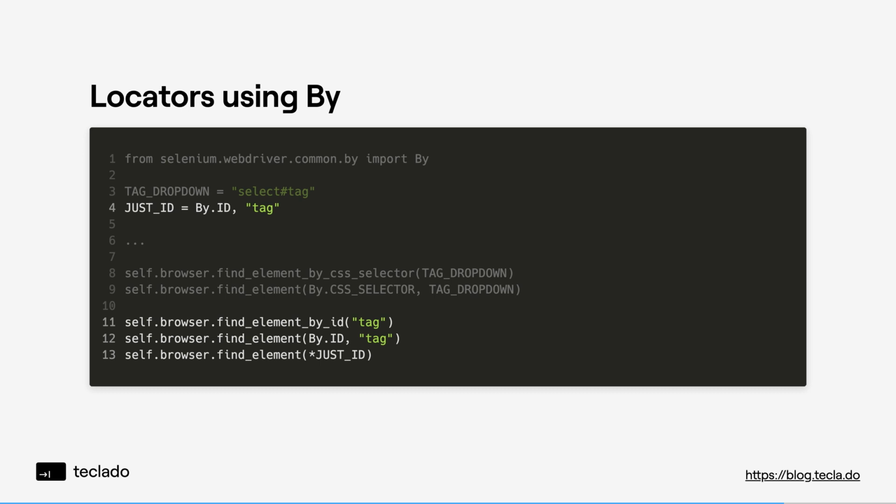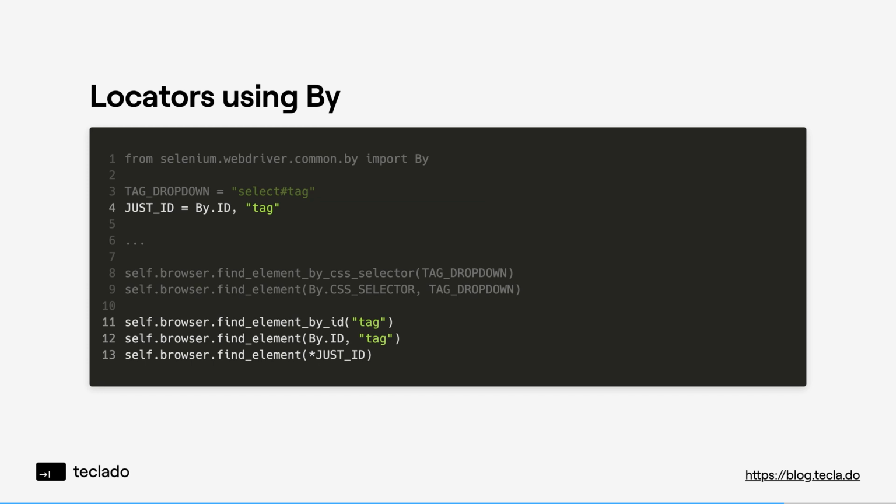And finally, and this is actually my preferred way of doing things in Selenium, is to do something like line 13. You define your locators as in line 4, and then you do, like in line 13, self.browser.find_element, and you pass in the 2 values of the selector as arguments, and that's why we use the asterisk. This is essentially argument unpacking. So we say asterisk just_ID, and that passes By.ID and tag as the 2 arguments to the find_element method. And what that allows you to do is to very easily and very concisely define your selectors while also being explicit in what they are for.